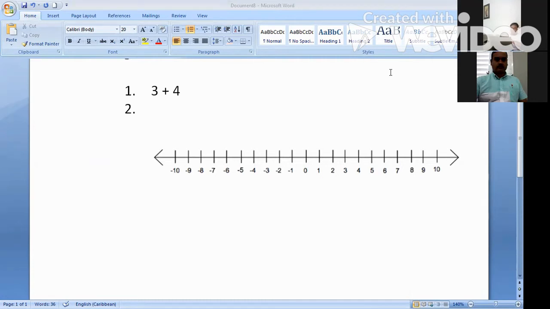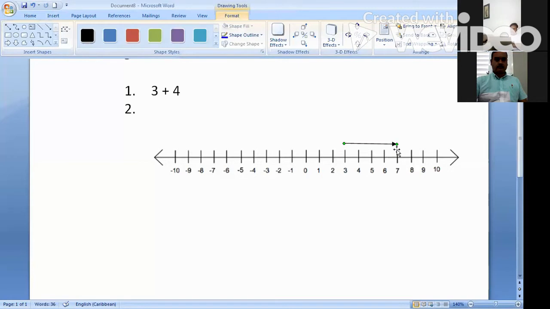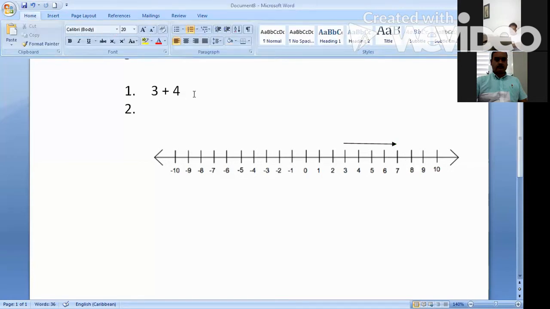Now, we are going to compute a very simple question. 3 plus 4. Well, we all know that 3 plus 4 is equal to 7. But let us use a number line to determine that. So what we do is that we start at 3. Then the positive means to the right. Now, how many places to the right? 4 units to the right. So let's count 0, 1, 2, 3, 4. And you notice it ends at 7. So that's our answer.